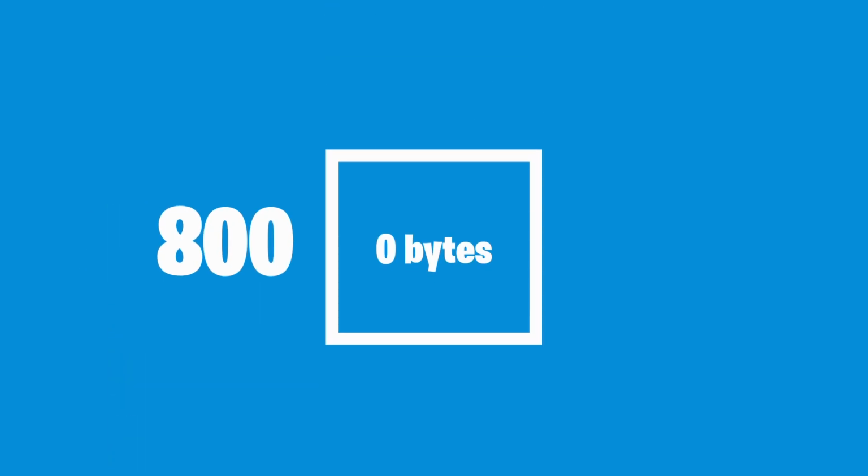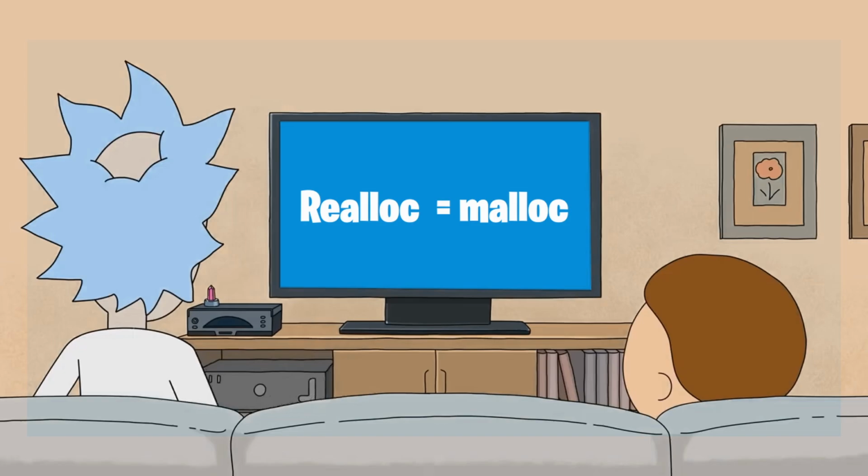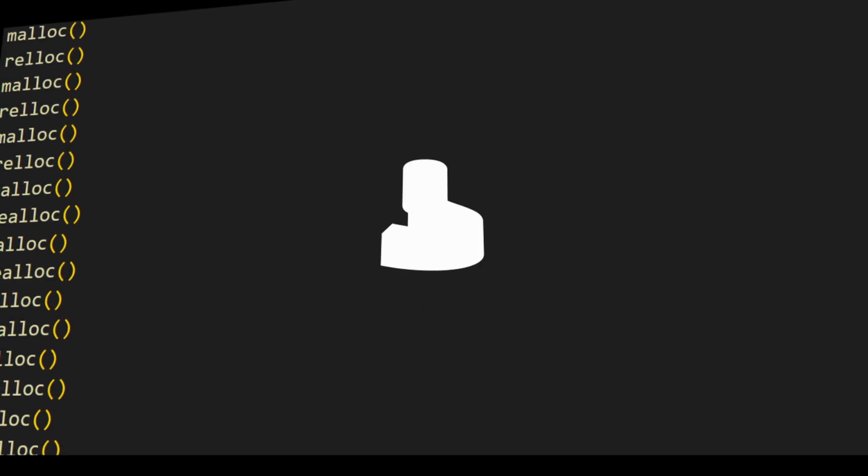If the pointer we instead pass in is empty, we'll actually allocate that amount of memory. So realloc works more or less like malloc in that case. But I don't really know why you would do that unless you're f***ing special.